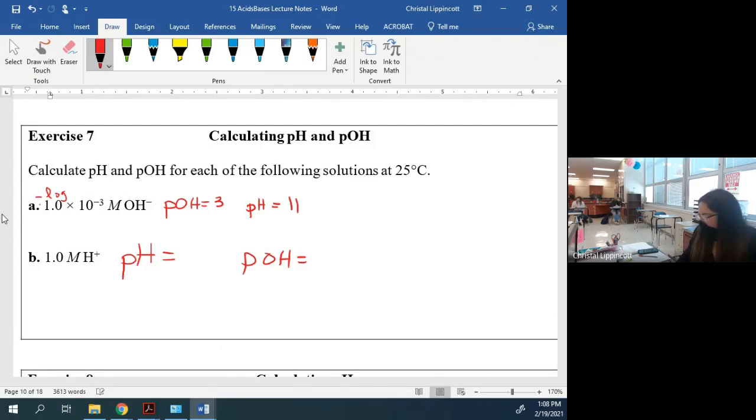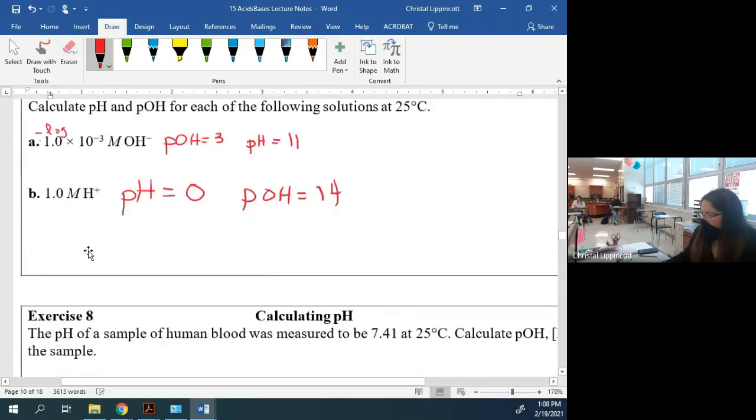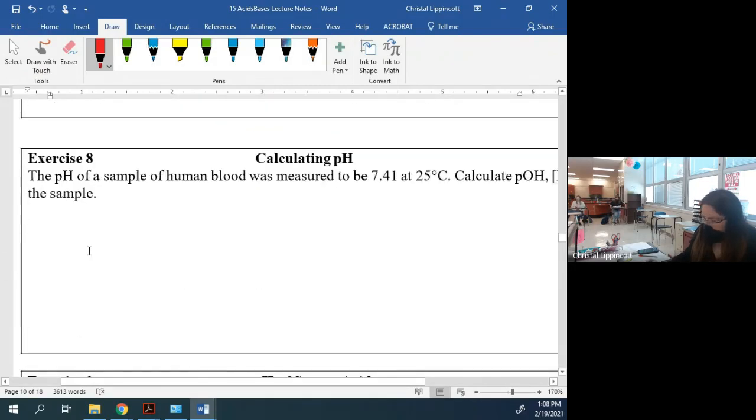You end up with 0 for your pH, so your pOH would be 14. 14 minus 0 is 14. Okay? So this should be pretty simple for you to be able to do.